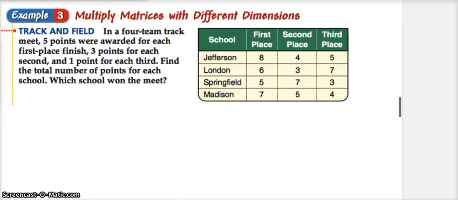All right, so let's look at this guy. Multiplying matrices with different dimensions. In a 4-team track meet, 5 points were awarded for each first place finish, 3 points were awarded for each second place finish, and 2 points for each third place finish. Find the total number of points for each school. Which school won the meet?